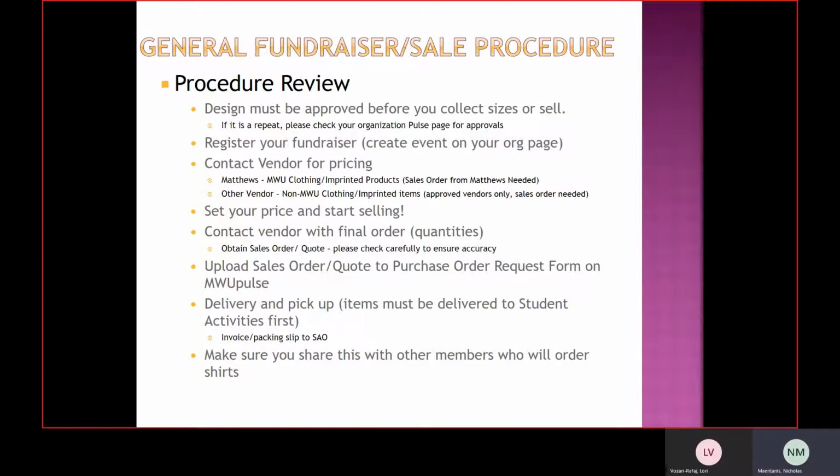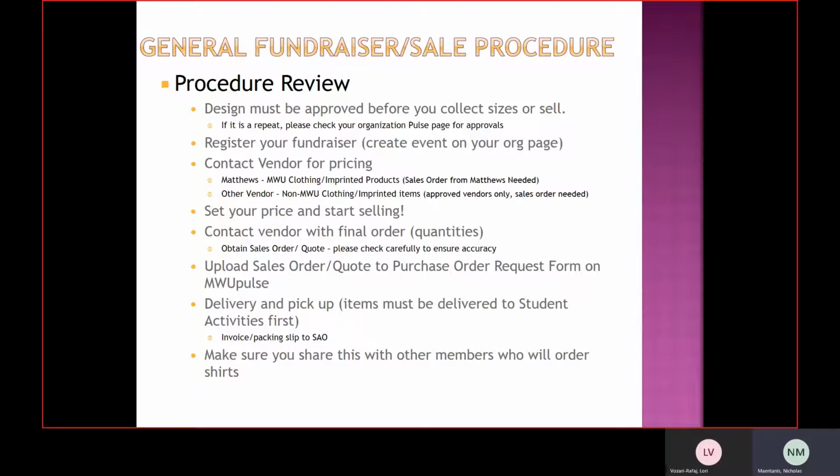Once your vendor has given you your pricing, you can set your price online through the sale or in person and start selling. Once your sale has closed and your order is complete, you'll contact the vendor with your final order. Give them all the quantities, colors, and sizes that you need. Your vendor should then give you a sales order or quote. Please, at this point, check that very carefully to make sure it's accurate, because if there's a mistake at this point, then it's on the organization to fix it, not the vendor.